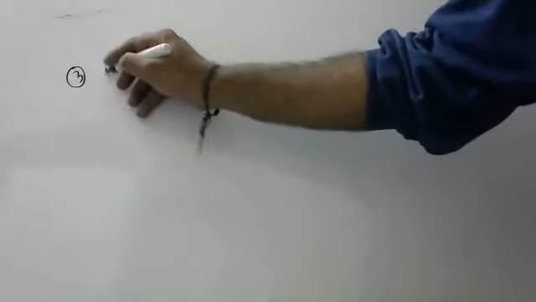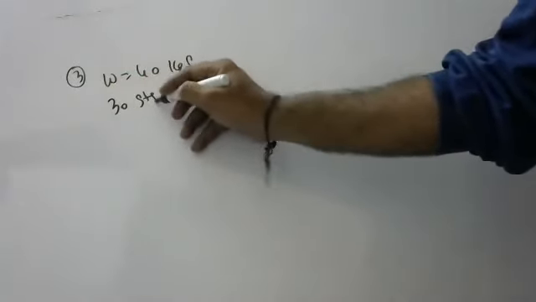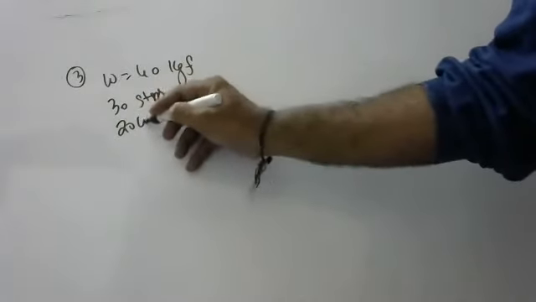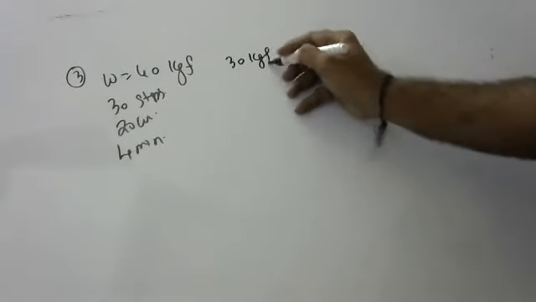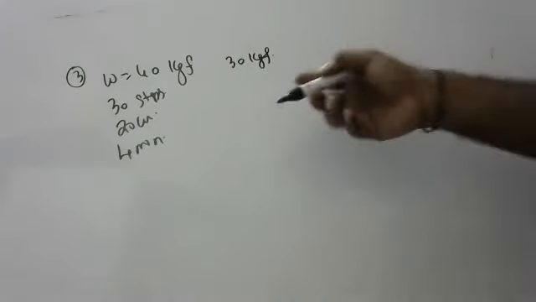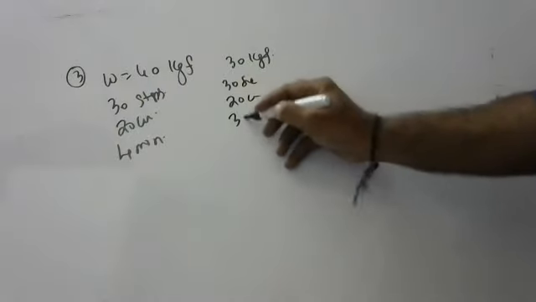One more sum. A boy weighs, the weight of the boy is, children, 40 kg. The boy climbs up a staircase of 30 steps, each of 20 centimeter height, in 4 minutes. A girl weighs 30 kg and does the same thing, 30 steps of each 20 centimeters, in 3 minutes.